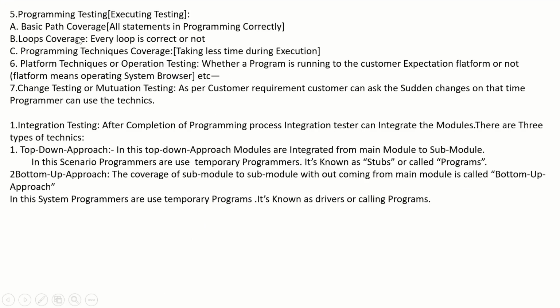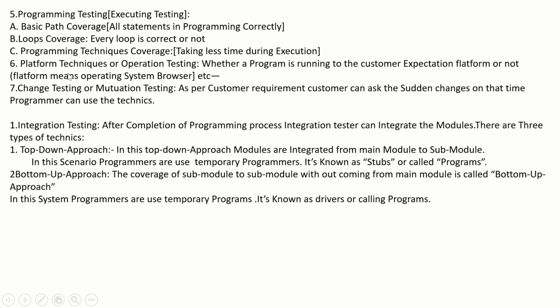So the fifth point is programming testing, that is execution testing. Okay, so A point is basic path coverage, checking that all statements in the program are correct. B point is loops coverage, that is whether every loop is correct or not. We have to check this in programming because in programming we have some loops. So we have to check those loops. And C point is programming techniques coverage, taking less time during execution.